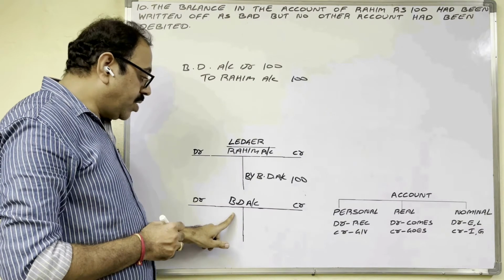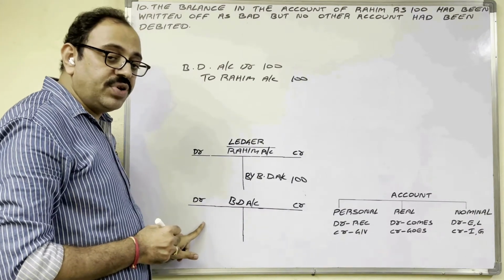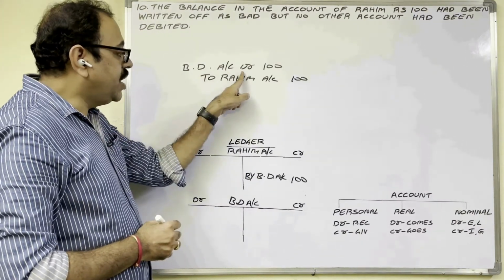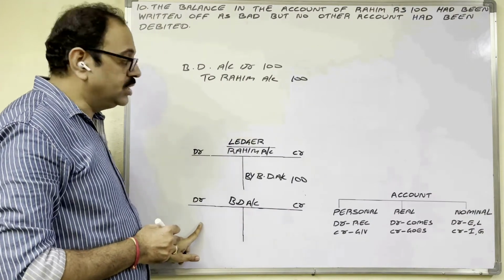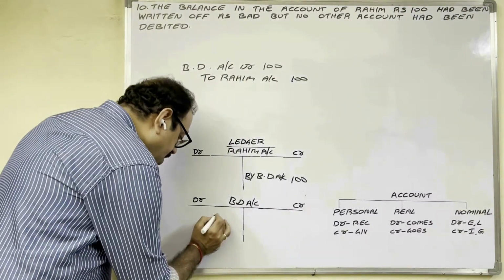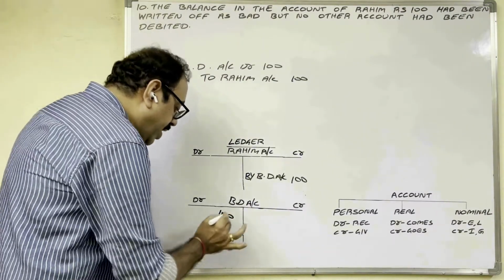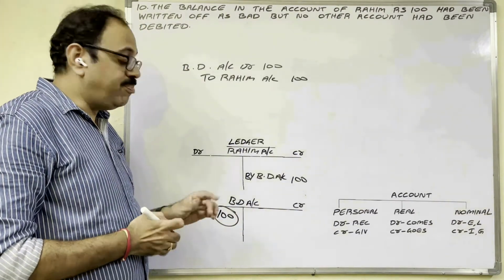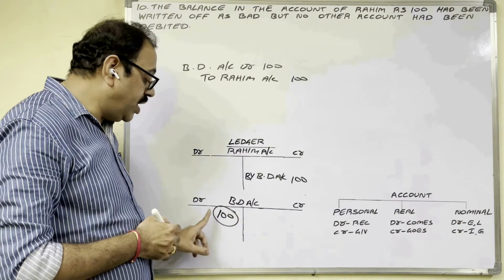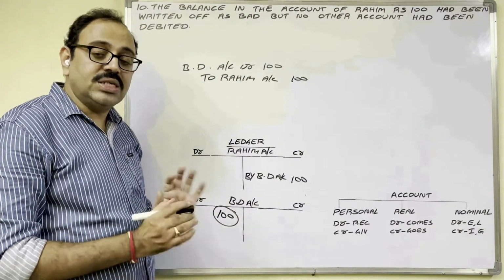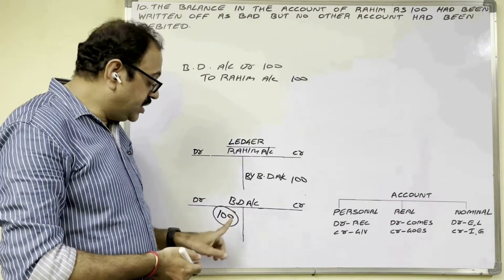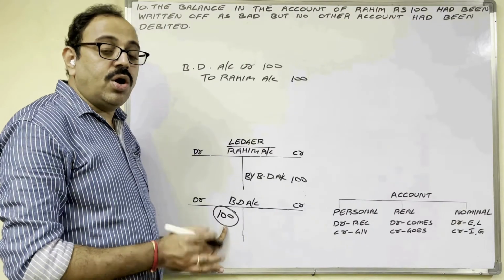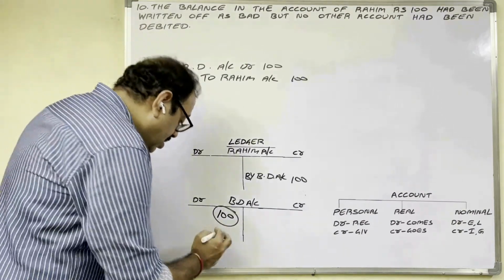So in bad debt account, we said we should post this entry as bad debts are debited. On debit side we should post to Rahim 100 rupees. But they have not posted in the other account. Means in bad debt account, they have not debited 100 rupees. This is a mistake. Mistake is in one account. So how to rectify this?